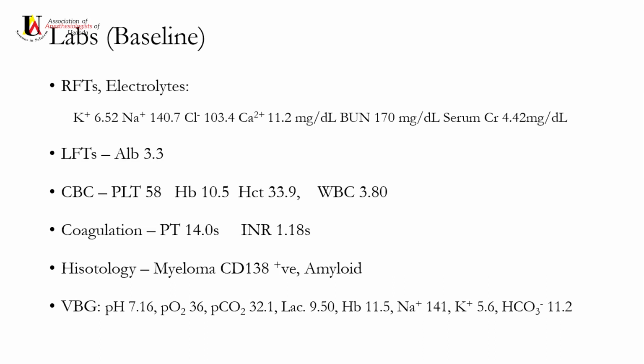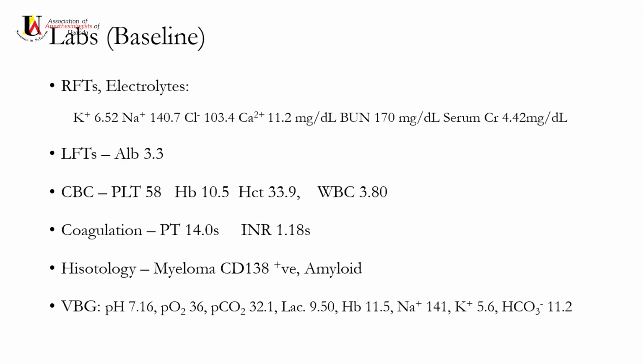We only had one aspect of the liver function test. They only gave us that in the referral note. Remember, I highlighted most of the documents were not with them at this point in time. So he had a hypoalbuminemia of 3.3. On the complete blood count, he had a significant thrombocytopenia at 58 cells per microliter of blood, and a moderate normochromic normocytic anemia of 10.5 grams per deciliter, hematocrit of 33.9, and the total white blood cell count was 3.8 times 10 to the power of 9 per liter.